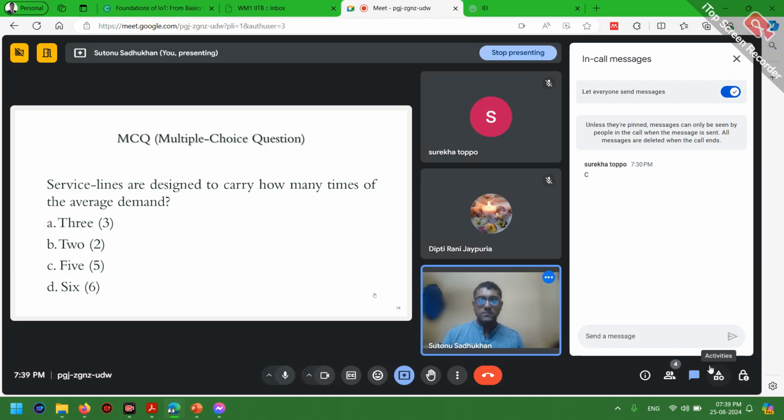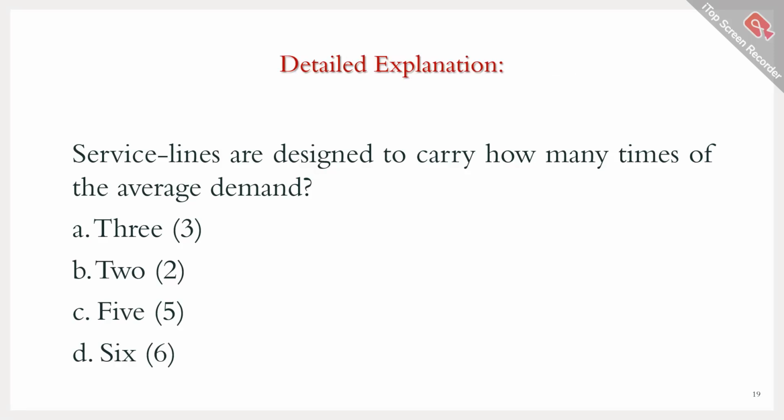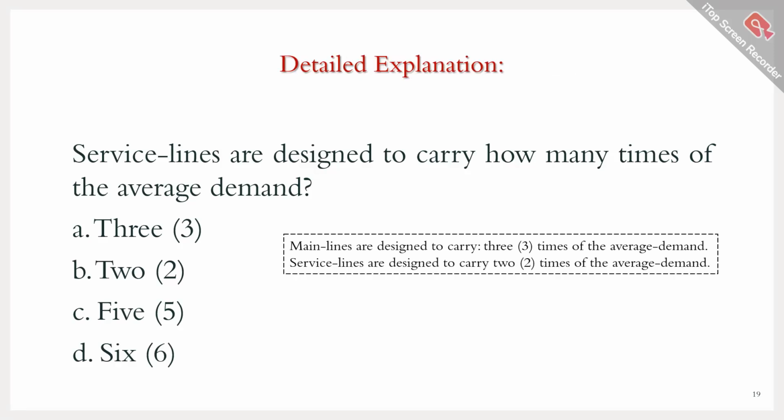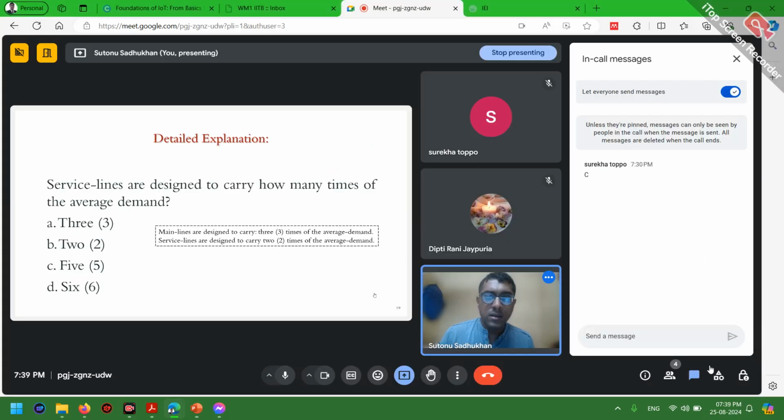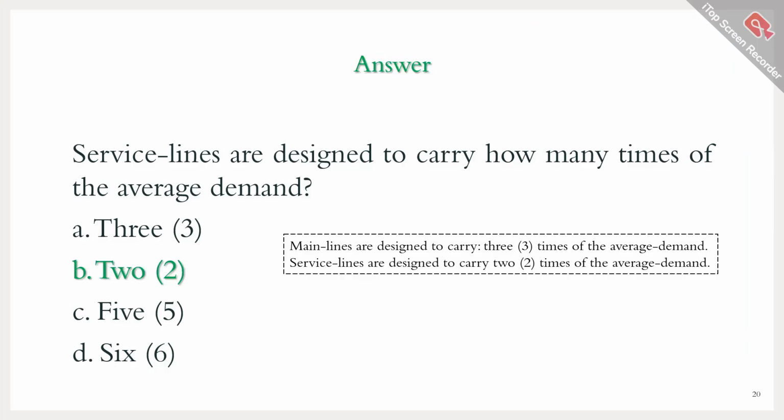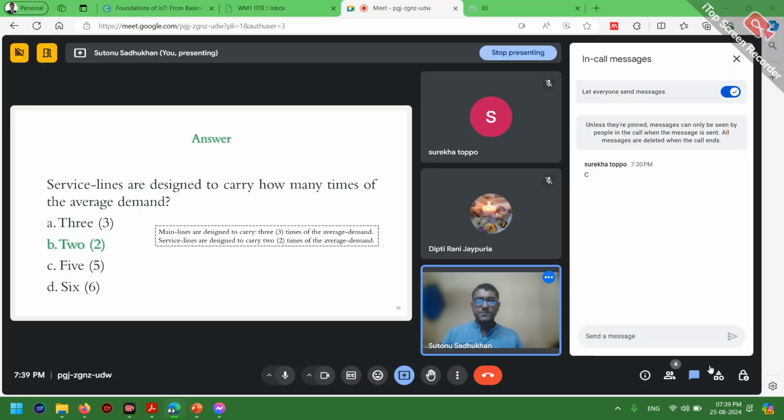Okay, I'll tell the answer. The explanation is something like this. Main lines are designed to carry 3 times the average demand, whereas service lines are designed to carry 2 times the average demand. So if the average demand is A, the main lines are designed to carry maximum 3A amount of water, and service lines are designed to carry maximum 2A amount of water. That's all. So option B is the correct answer in our case.